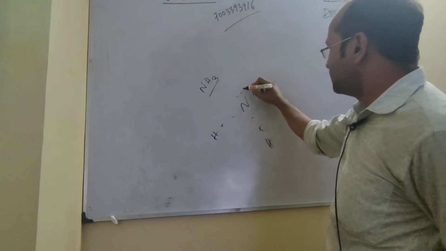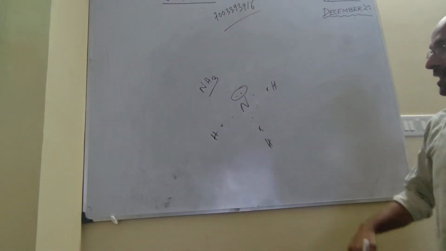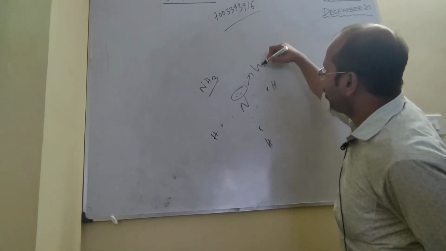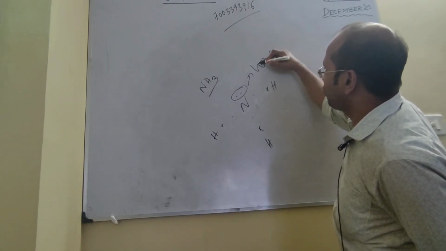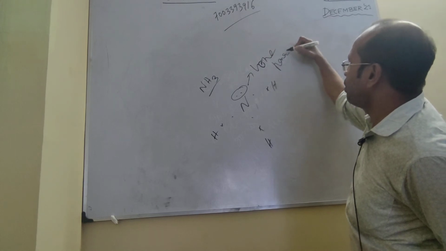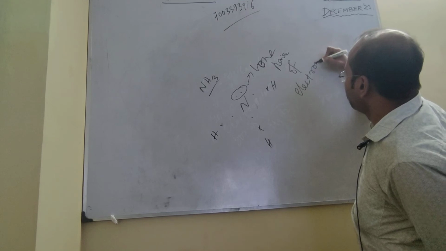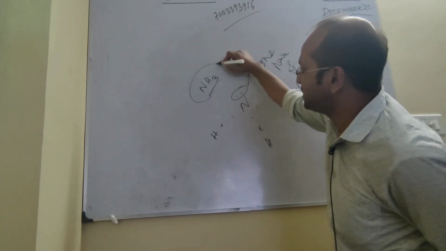So basically these electrons are not forming any bond pair, and this type of electrons are called a lone pair of electrons. Actually it should be called alone pair because they are not having anyone, but still it is called lone pair of electrons, and because of this, ammonia is basic in nature.